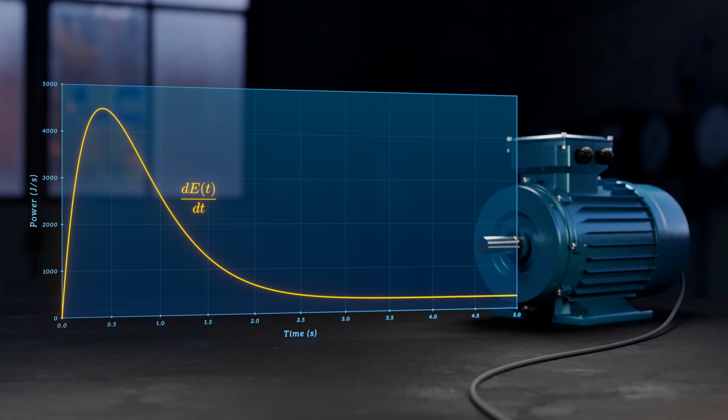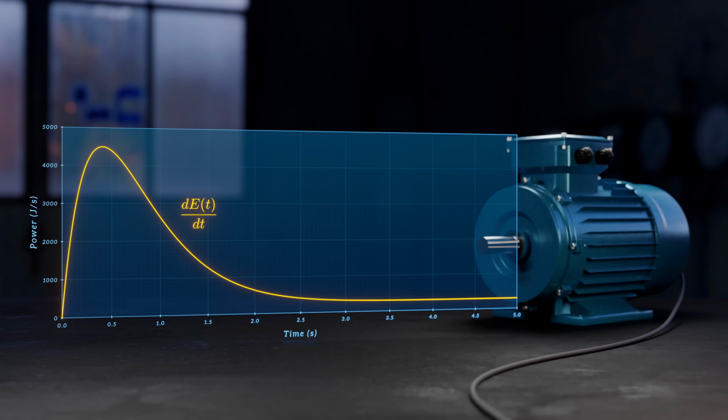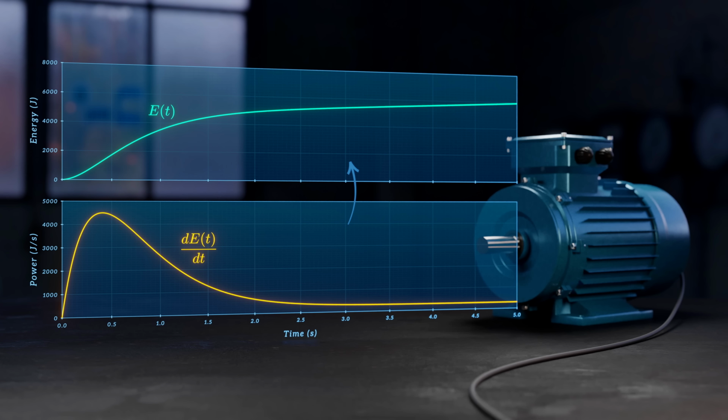To figure out the total energy consumed over a set time period, we need to add up all of the small instantaneous changes. This process, accumulating all these infinitesimal changes to find the total quantity, is called integration. It's the reverse of differentiation. Graphically, integration corresponds to finding the area under a curve.